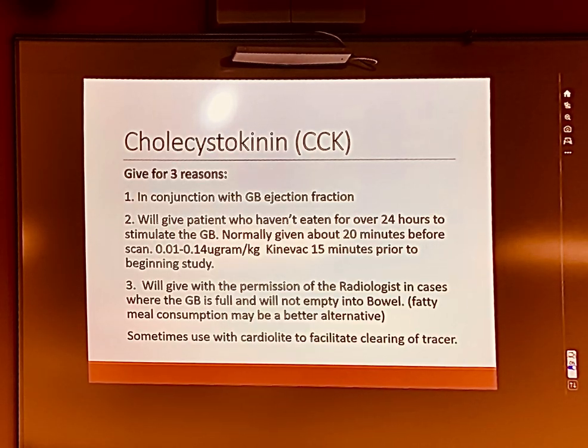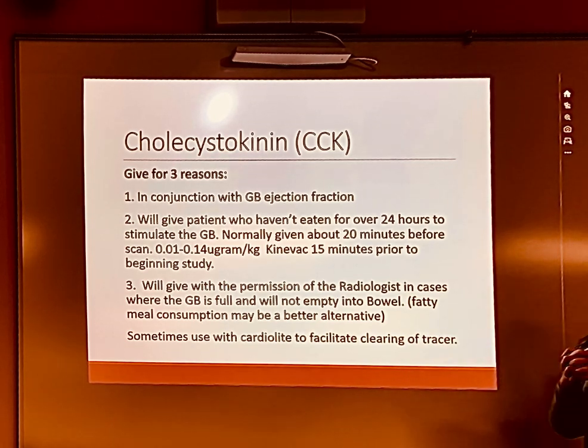We are going to give CCK for 3 reasons. In conjunction with a gallbladder ejection fraction study, which we're going to talk about in a minute. We're going to give it to a patient that hasn't eaten for 24 hours to stimulate the gallbladder.